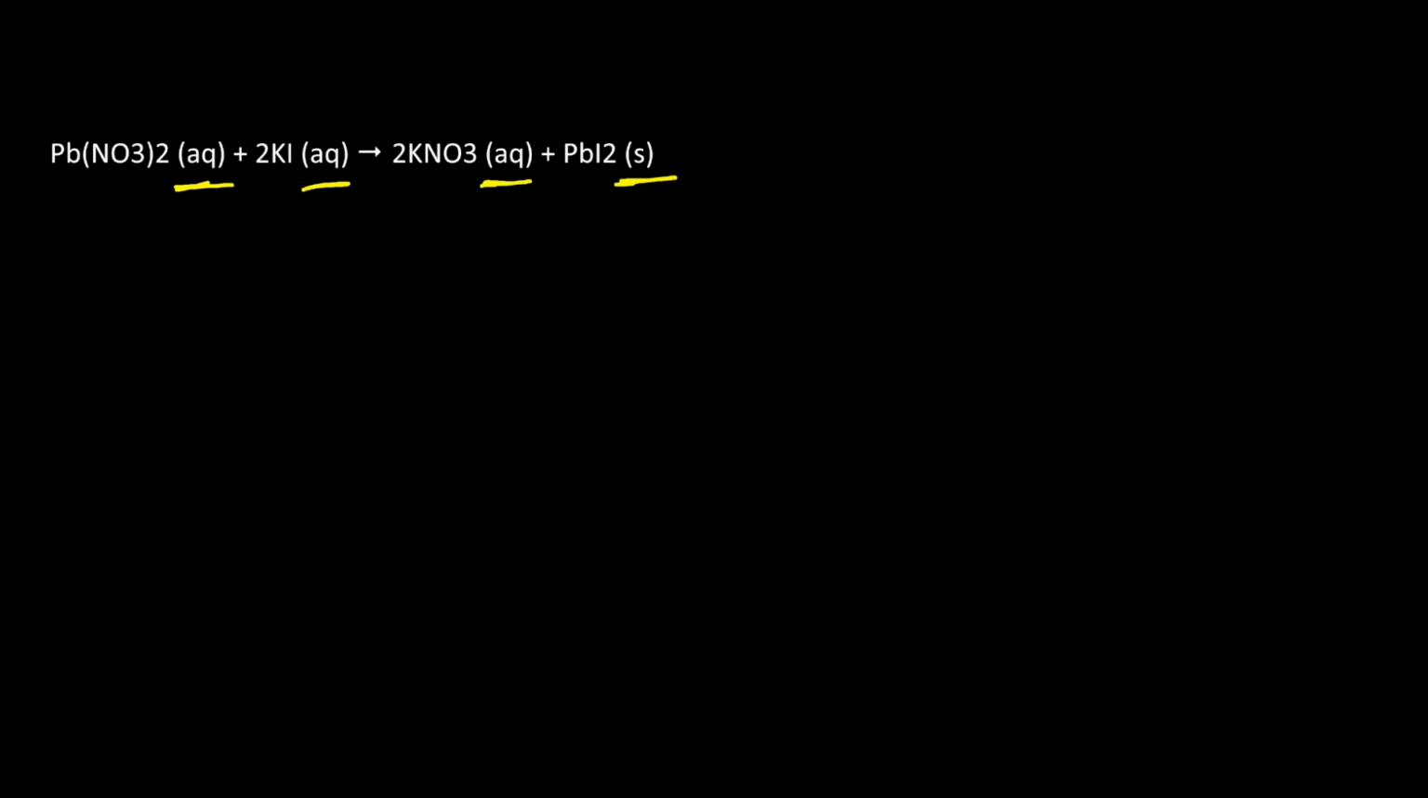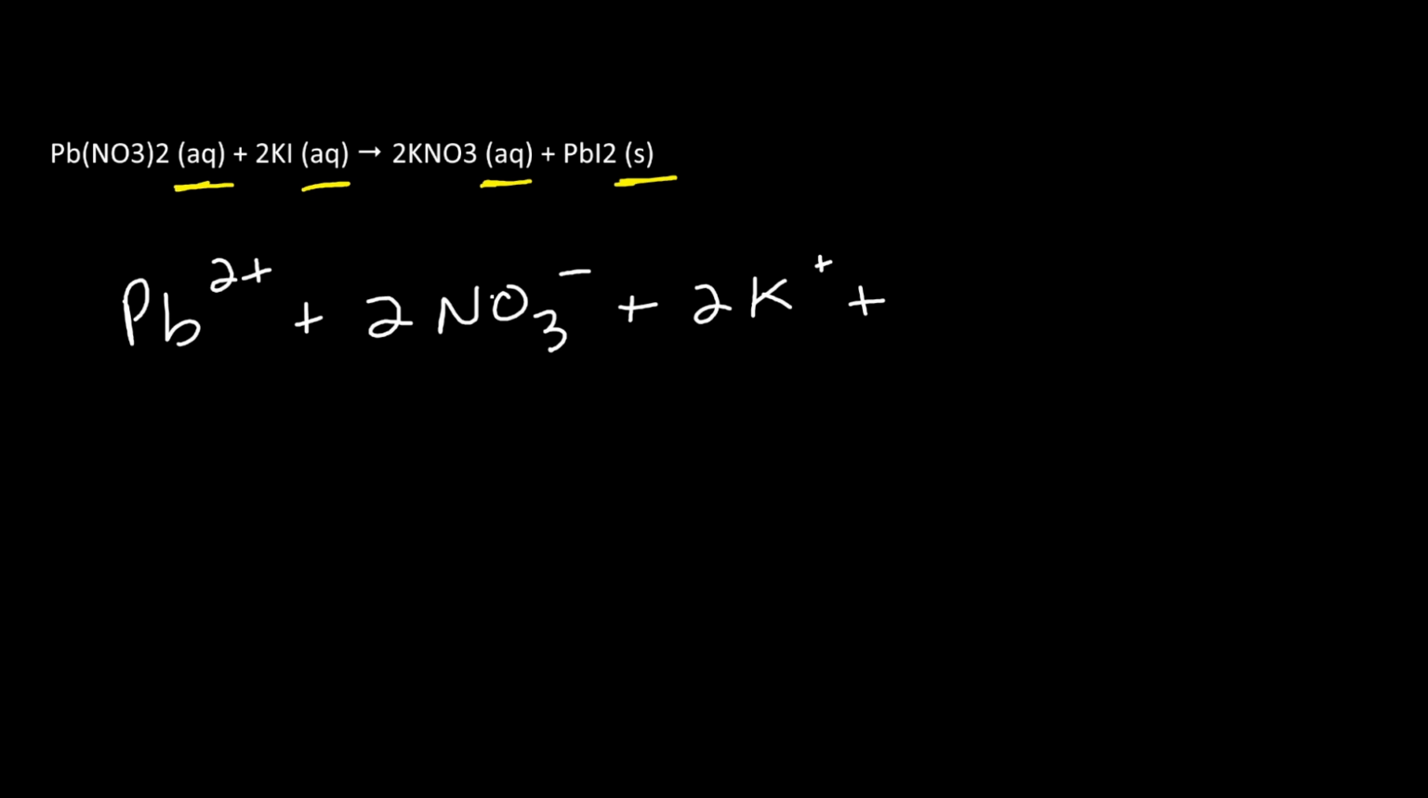So we're going to start over here with our lead nitrate. We know that lead has a 2 plus charge, so Pb2 plus, 2 nitrate. Nitrate is a polyatomic, and we know it has a 1 minus charge, so minus, plus 2, and we know potassium has a 1 plus charge, plus our iodine, which we know has a 1 minus charge, so 2I minus. And then that's for our reactant side.